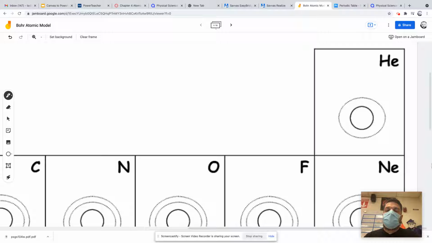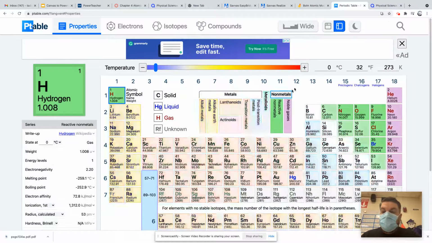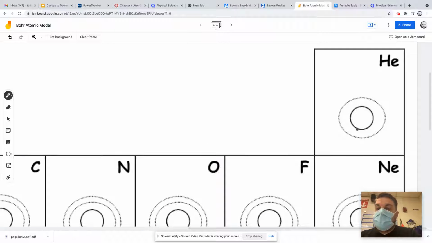So now let's go to helium, which is way over here. If I go to the periodic table, now helium is a different animal. It has an atomic number of 2, right? This is the atomic number 2. That tells me it has 2 protons, but it has an atomic mass of about 4. So what that tells me is that it has 2 protons, right? And it also has 2 neutrons.